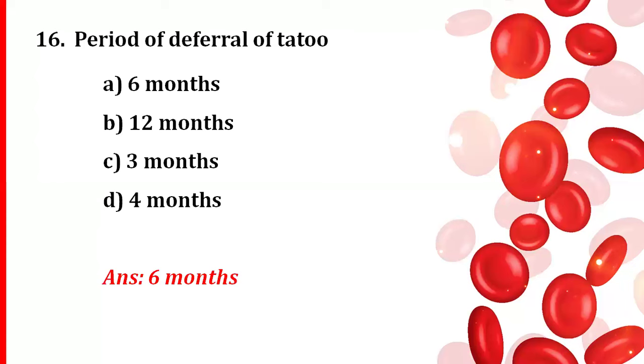So why are you not eligible for donation of blood? This is a precaution against cross contamination of blood-borne diseases like hepatitis and HIV. To avoid all these things, a minimum of 6 months of deferral is done.